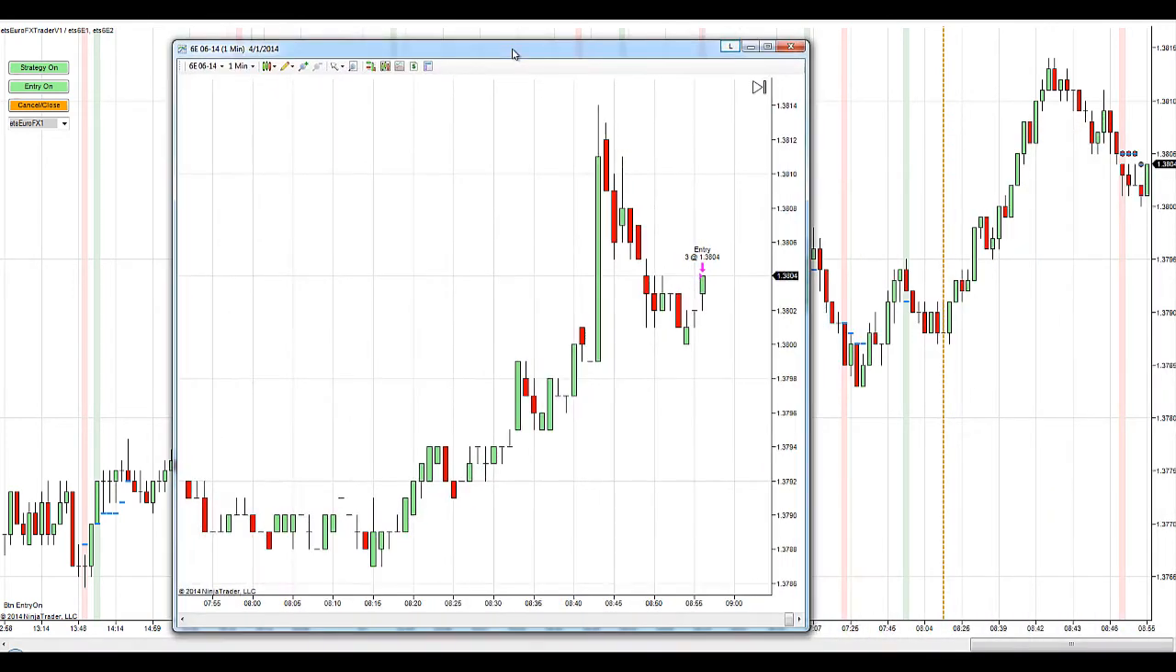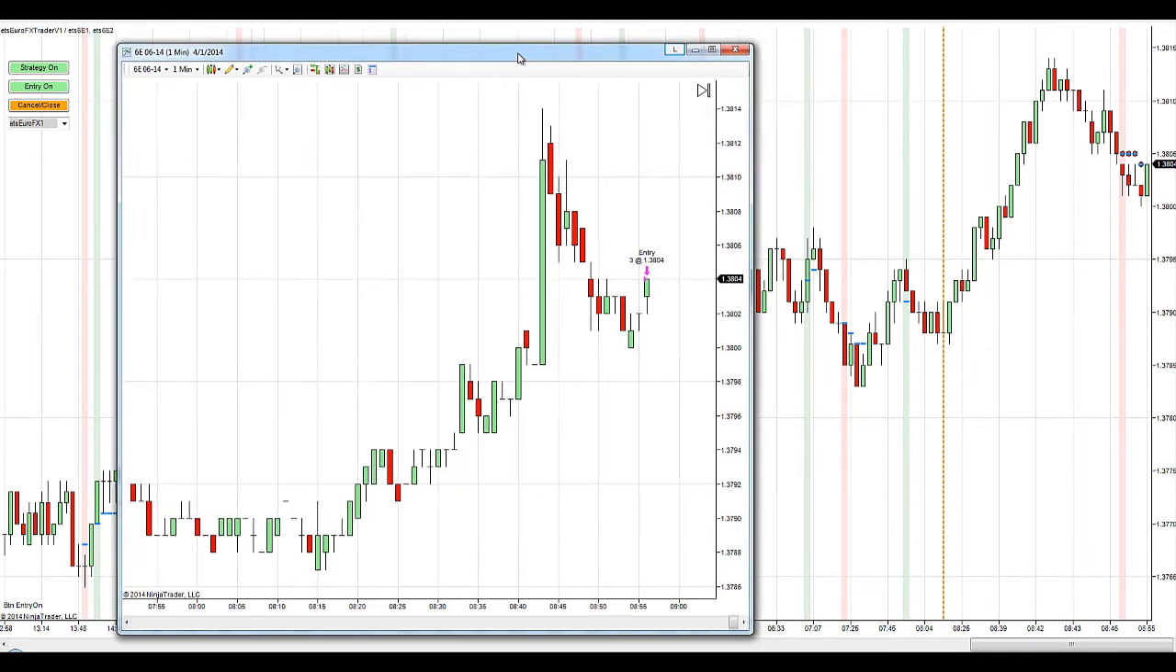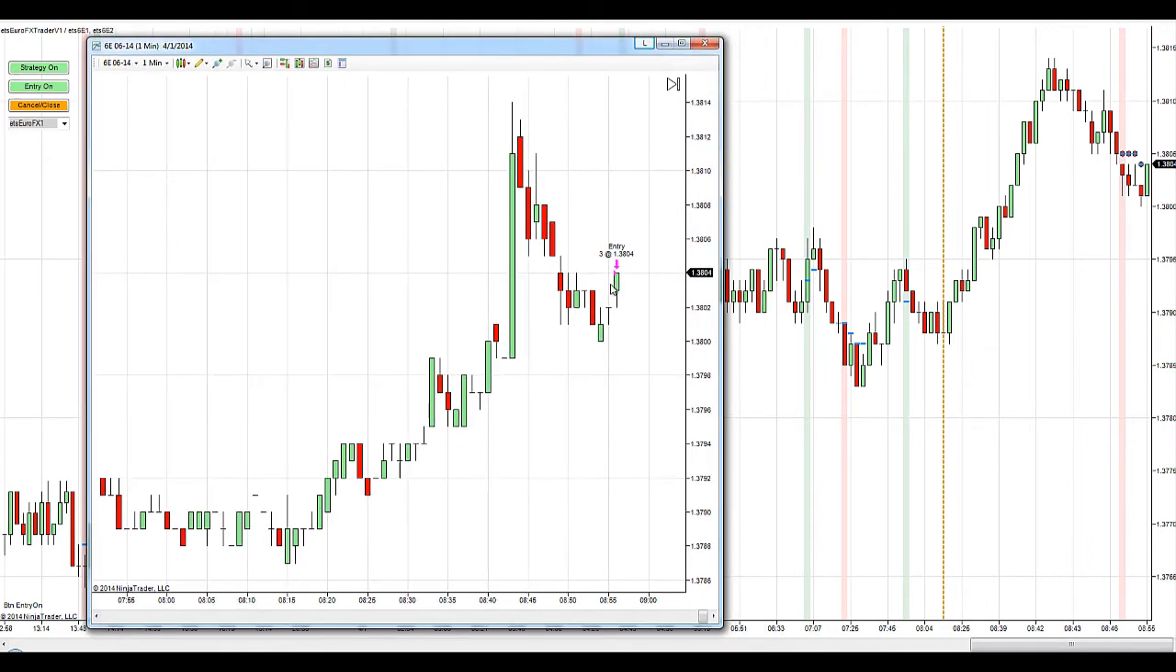So let me get this turned on. Here we go. So here's a second 6E chart, and you can see the entries that I have over here. Again, the strategy chart will not plot these entry prices for you. They just don't. You have to pull up a second chart if you want to see them. So I'll leave that up so you can actually see that this is a real trade and it really did fill.